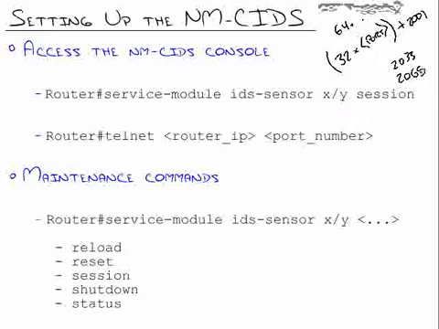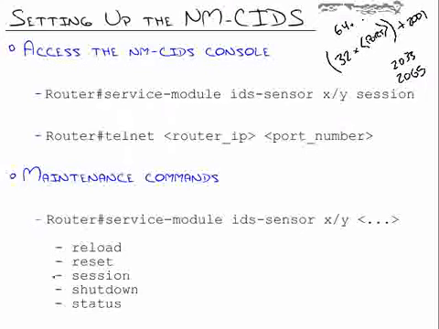That would allow us to go directly to the sensor. Say we're sitting at our workstation, we telnet to the sensor directly by putting that port number rather than having to telnet to the router and enter that command up top, service module, to get there. So that's how we can reach it via telnet.